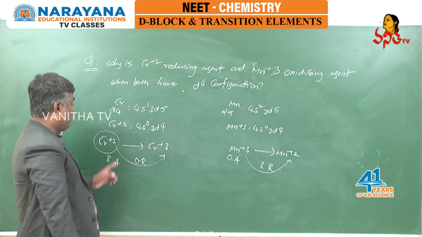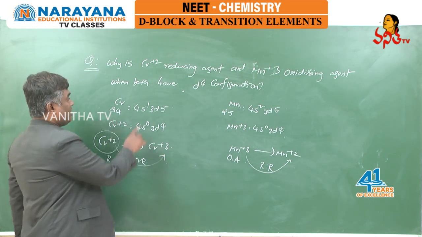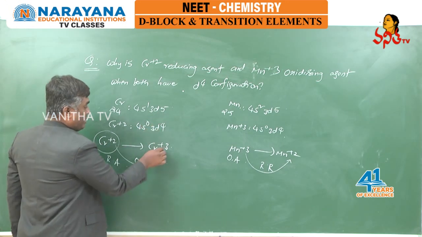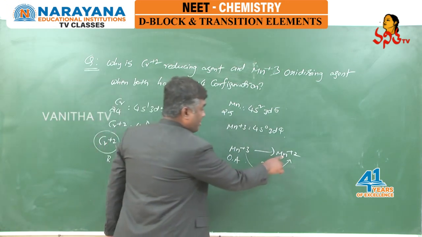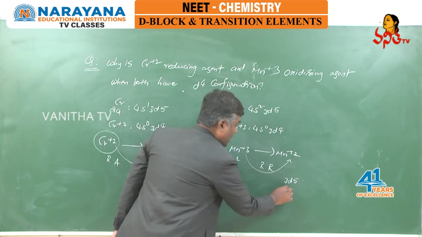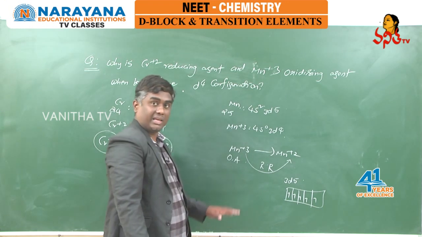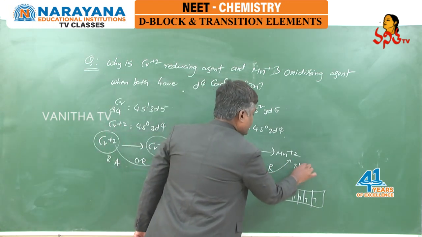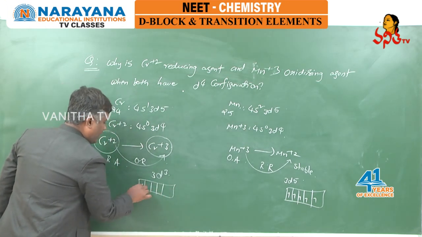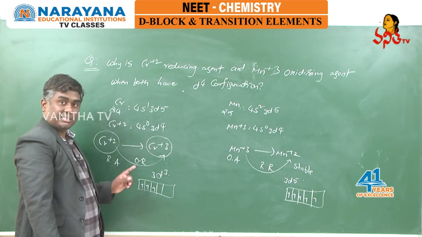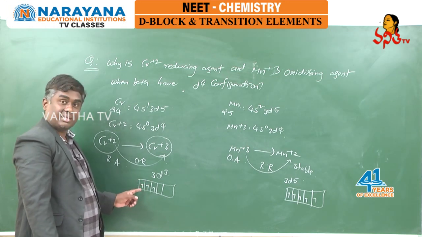And here you may think why this is happening. The reason is, chromium +3 means loss of 3 electrons, 1 from here, 2 more from here, so chromium +3 has 3d3 configuration, whereas manganese +2 has 3d5 configuration. I hope you understand 3d5, 1, 2, 3, 4, 5. d5 means exactly half filled, so this is stable. But d3, 1, 2, 3, if you look at this configuration, it is neither half filled nor fully filled, so you may consider this as unstable.